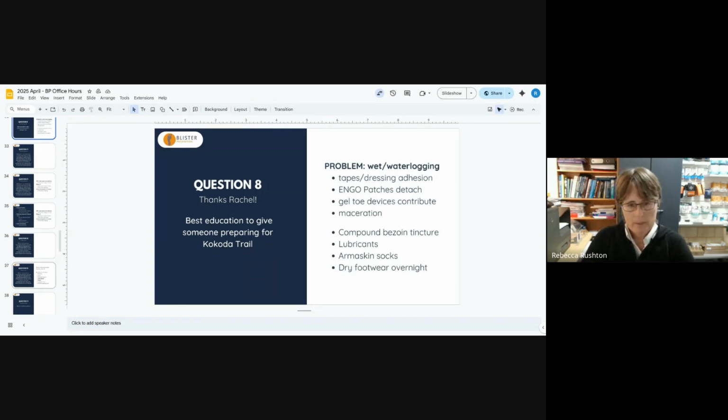ENGO patches can detach if the shoe gets waterlogged. So that's a potential problem, because there goes my favorite and the most effective friction reduction strategy. The way I educate around this is I say, let's start with ENGO patches. We might only get a day or two out of them, but we've had the best possible prevention without any downsides for that duration, and then I would have a backup. And my backup for Kokoda is probably, for between the toes, lubricants, and for the rest of the foot, Armor Skin socks.